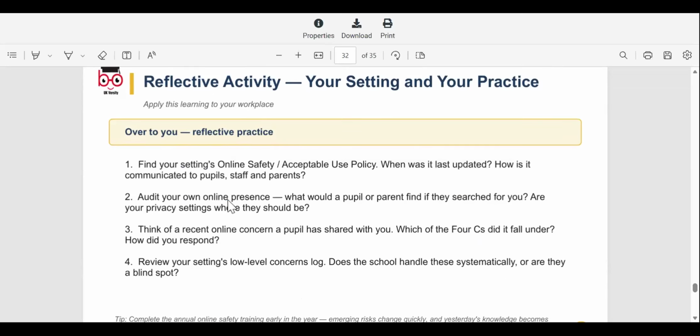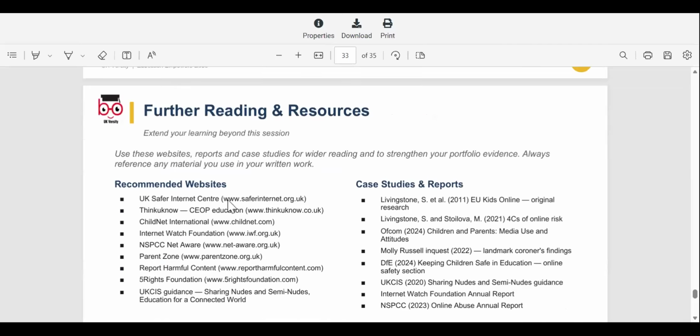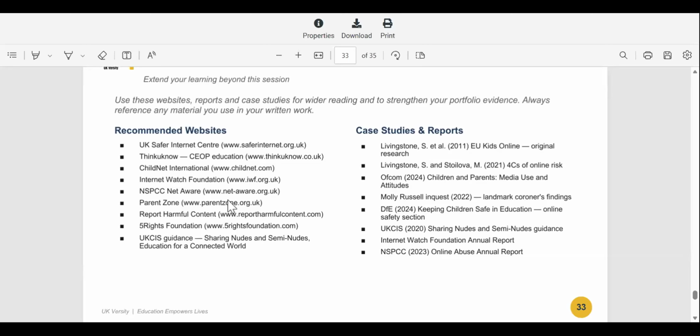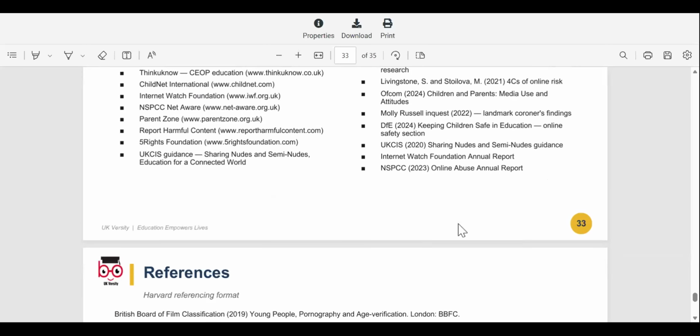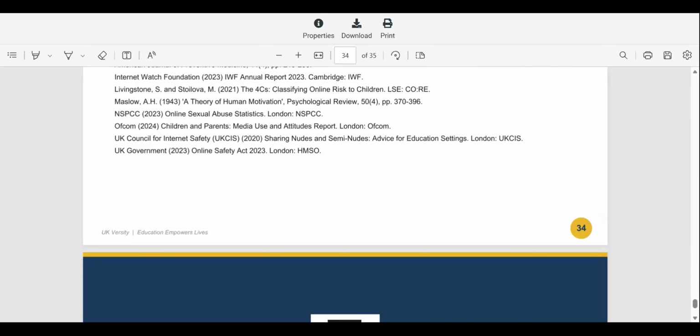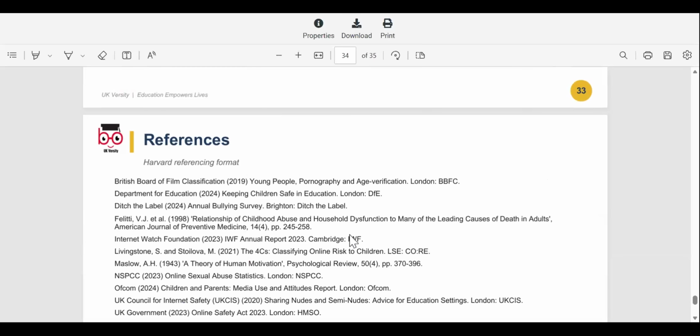There's a reflective activity that you can look at in your own time, and further reading and resources: recommended websites, case studies, and references for learning outcome 3. So I'm just going to stop sharing learning outcome 3. Are there any questions you've got on learning outcome 3? No. Okay, so we'll go to learning outcome 4.